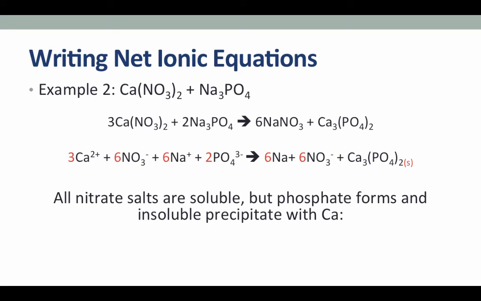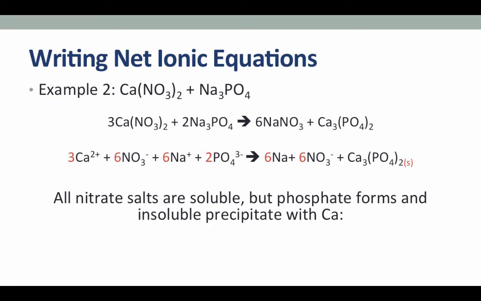So 3 calciums become 3 calciums. 3 times 2 gives us 6 nitrates. 2 times 3 gives us 6 sodiums. 2 times 1 gives us 2 phosphates. And likewise, I have 6 sodium ions, 6 nitrate ions, and 1 calcium phosphate solid.